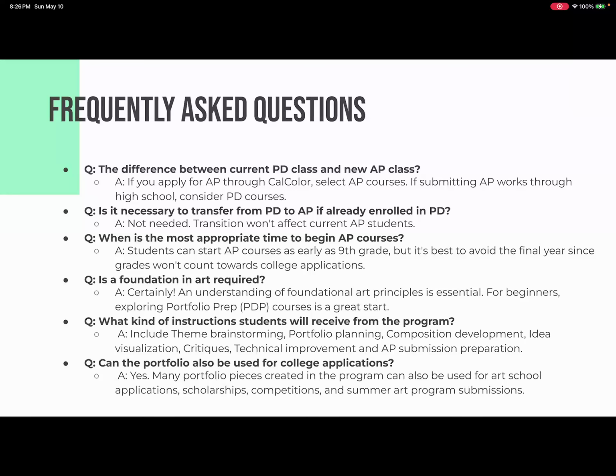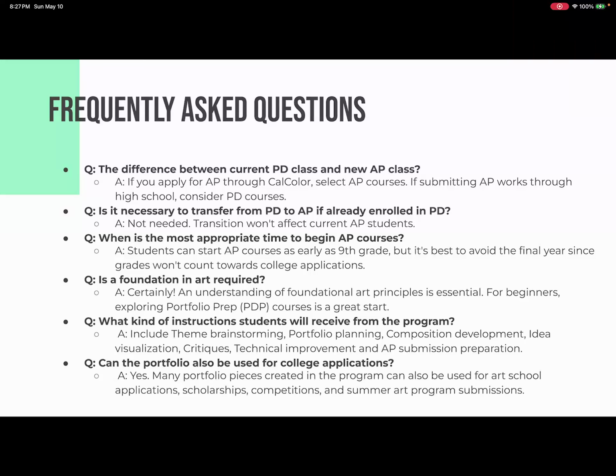What if the student doesn't have much experience in art? Do we need a foundation in art at all? Yeah, certainly, because understanding of foundational art principles is very important for beginners. Exploring our PD courses is a great start, like our sketchbook, drawing, and painting classes.